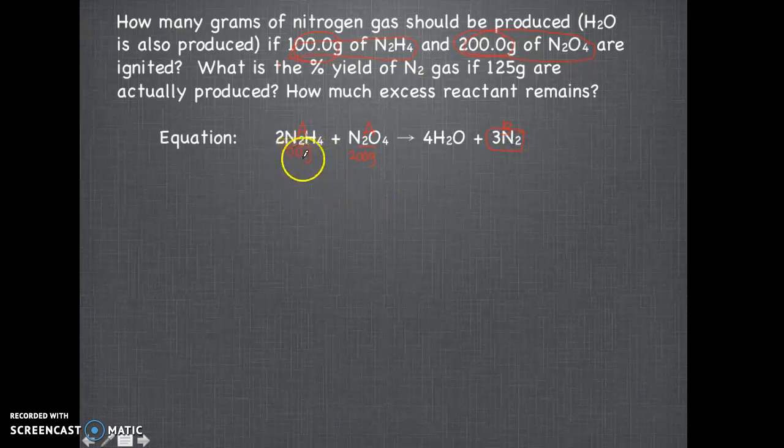You have the scenario here where you have 100 grams here, 200 grams there. One of these guys is going to limit how much N2 we can make. And one of these guys here, we're going to have too much of. So we're going to have a limiting reactant and then an excess reactant. And we're trying to figure out really how much N2 is really going to get made based off of this problem. So let's take a look at the setup here.